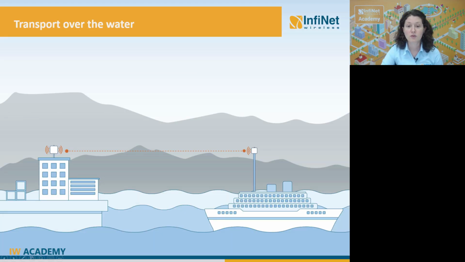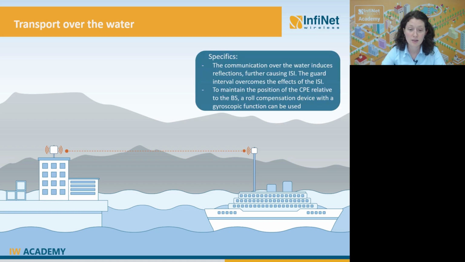Let's now review the transport over the water. Here, the base stations are installed usually in the seaport area along the coastline, as you can see in the picture. The network connectivity with the control center follows the basic scenario that we have presented so far. What is special in this case is that the communication takes place mainly over the water surface, which induces many reflections that cause inter-symbol interferences at the receiver.